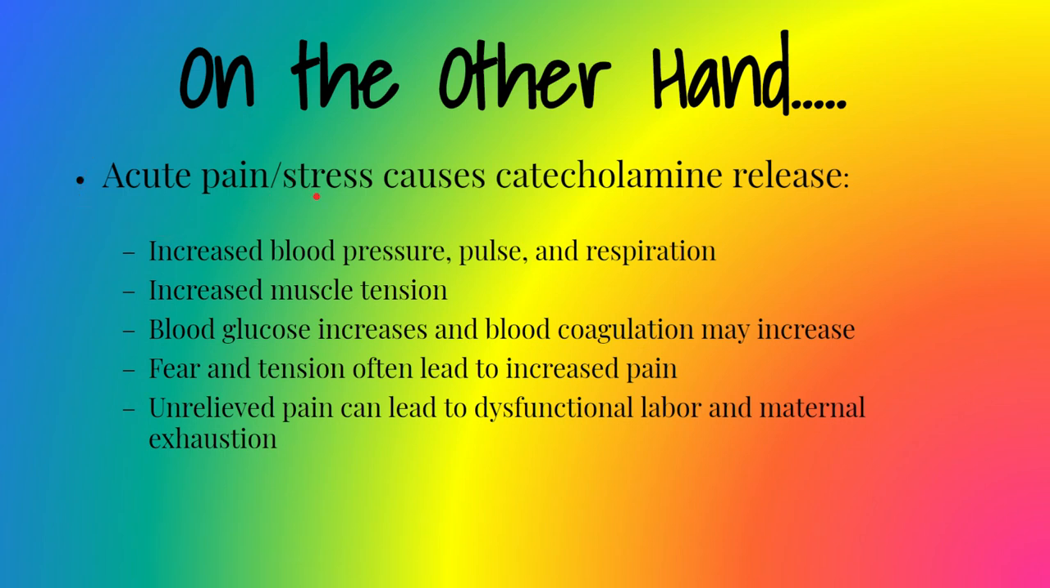that acute pain can lead to stress. And then there's a release of chemicals called catecholamines. And catecholamines can act on our central nervous system. They increase our blood pressure, pulse, and respiration. A lot of times women respond to the pain in labor with increased muscle tension, which will increase the sensation of pain. The catecholamines can cause a rise in blood glucose and increase any kind of tendency towards hypercoagulability.